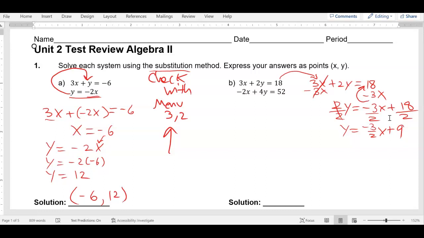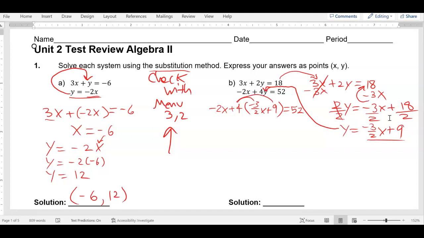All that work to find what y equals. Now I've got to plug that in on the other equation where I see y. So let's write it. Negative 2x plus 4, and then instead of y, I'm going to put all of this in parentheses. Negative 3 over 2x plus 9, and then equals 52. I know that looks complicated with that fraction, and it's kind of long, but please remember, when you have parentheses, you have to distribute 4 times this, and then 4 times 9.